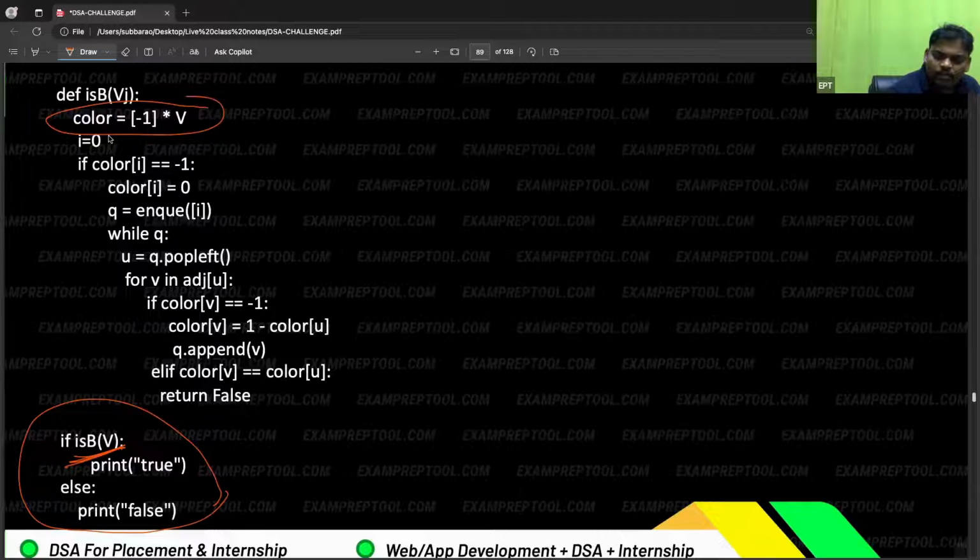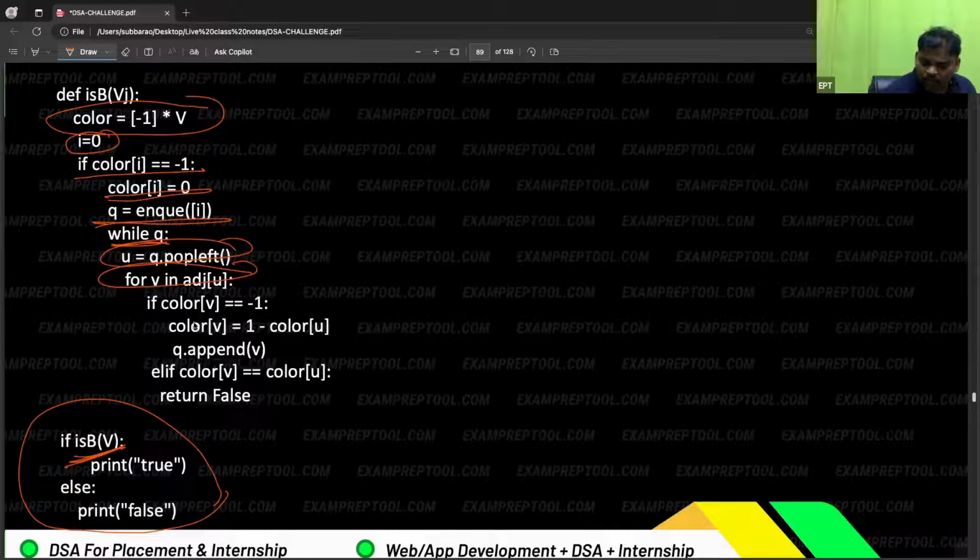Now take one person, the starting vertex, assume that it is 0. So I started with that. You take one person and ask what the color is. If the color is -1, keep 0 and put it inside the queue, then start. While the queue is not empty, delete that person. Whoever is adjacent, find out and ask everyone what the color is. If the color is -1, keep the parent's opposite color and add at the end of the queue.